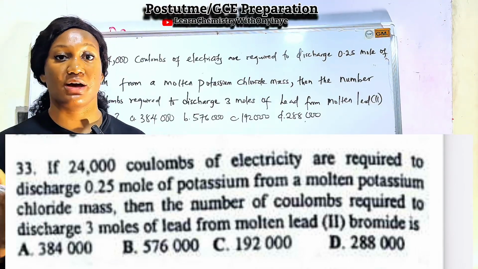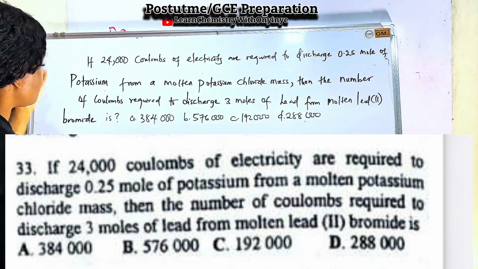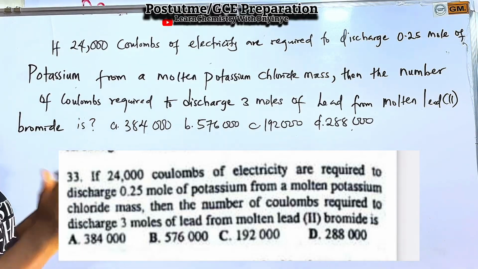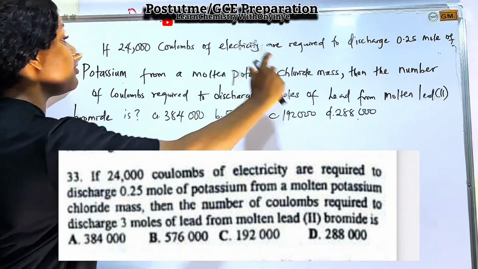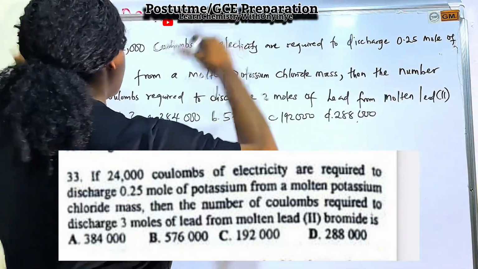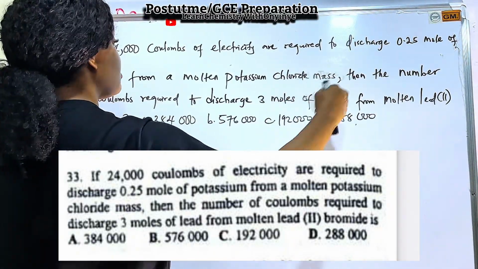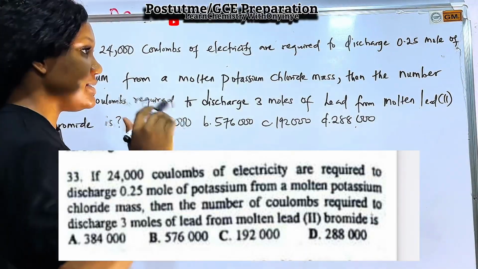A question like this in your exam, how are you going to approach it? The question says, if 4,000 coulombs of electricity are required to discharge 0.5 mole of potassium from molten potassium chloride, then the number of coulombs required to discharge 3 moles of lead from molten lead(II) bromide is.